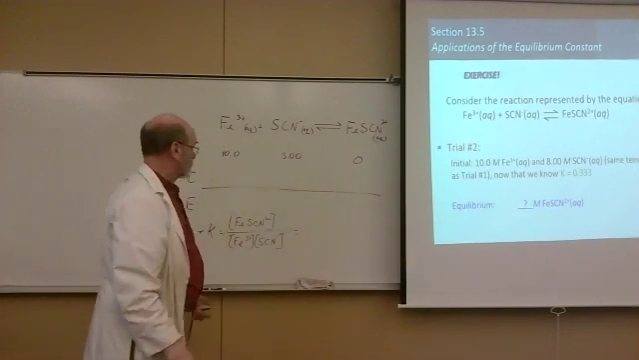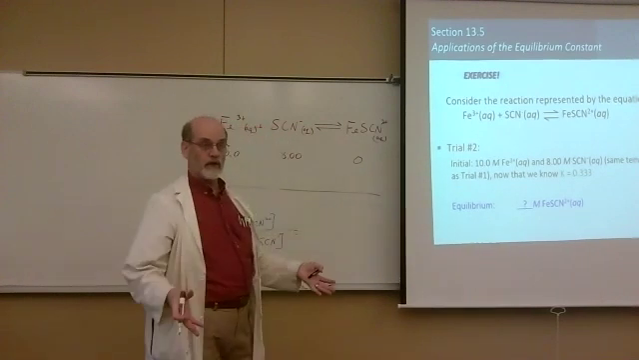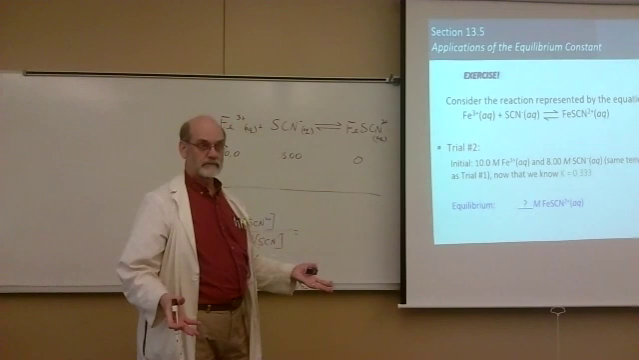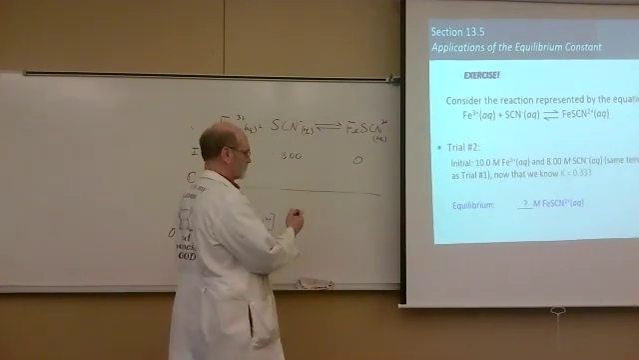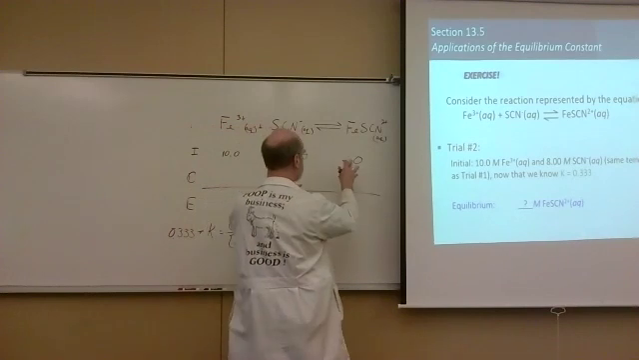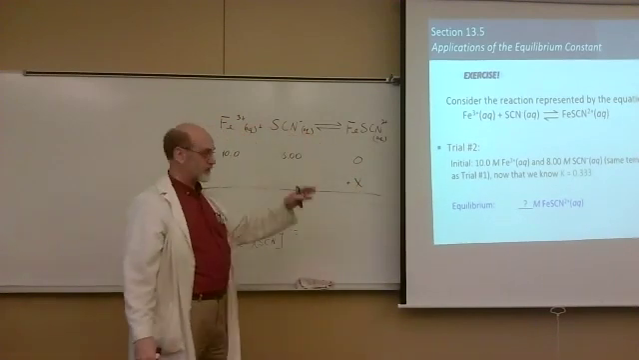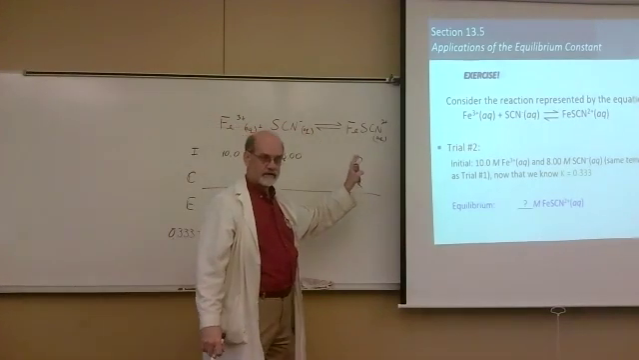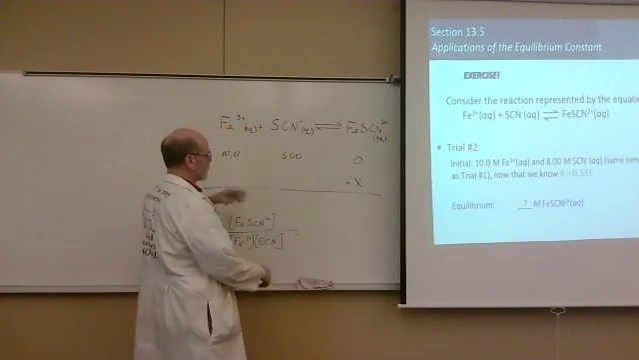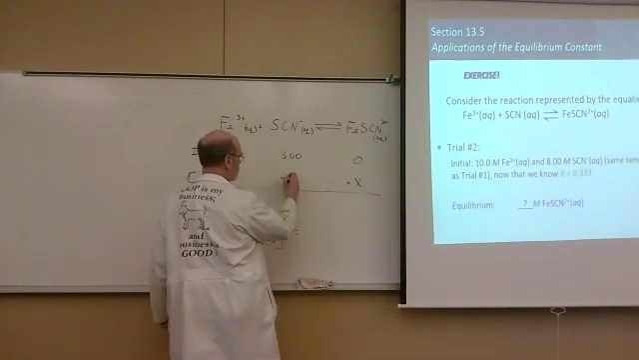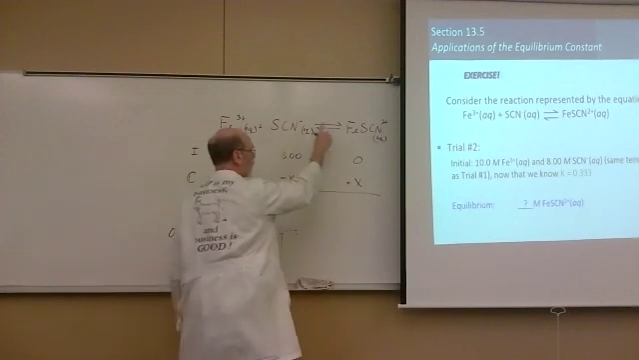Now what happens here? Well, we're not told how much of this we end up with. That's what we want to know, right? So we're going to have to use a little algebra. The change here is we're going to add some of that. Some of that is going to show up in the equilibrium process. So how much of this is going to disappear? Well, we're going to lose that much there and that much there because they're all 1 to 1 to 1.